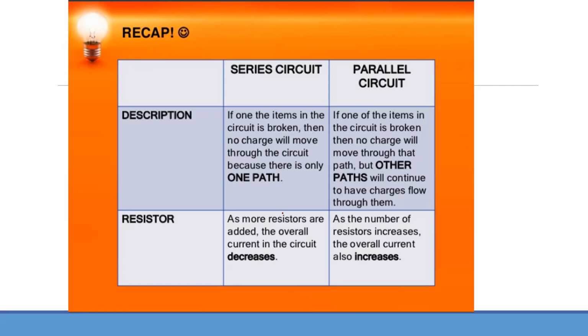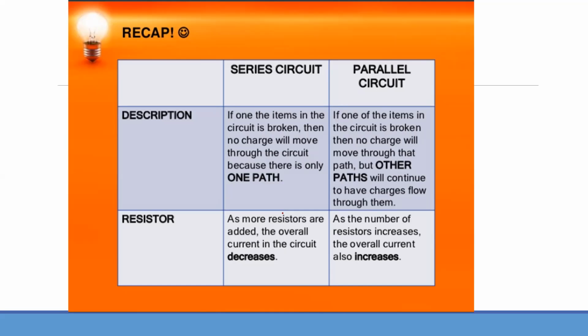Now, in series, as more resistors are added, this is something we will talk about in the next period, the overall current will decrease. But in parallel, as the number of resistors increases, the whole current increases. We will discuss this next lesson. So today we just talked about the difference between parallel and series.